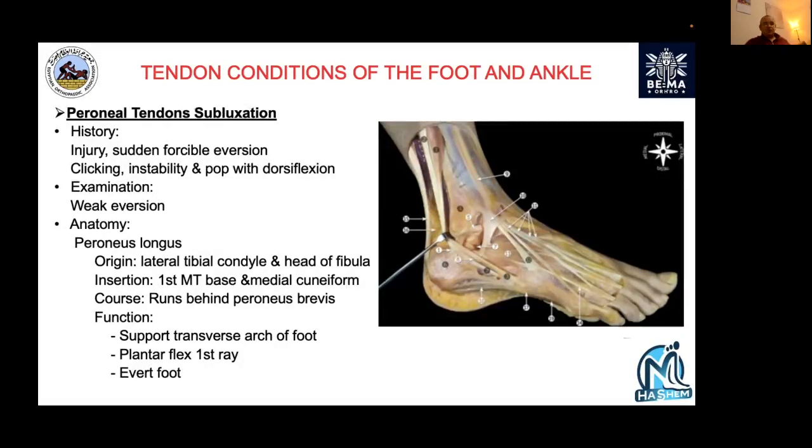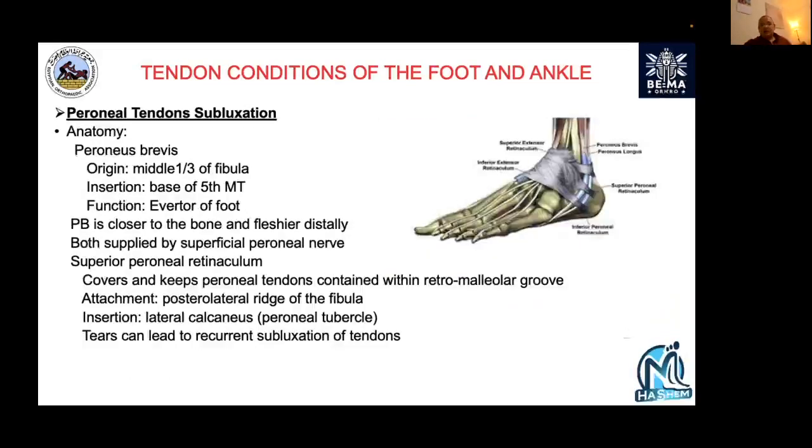All I need you to spot from the anatomy is in this picture. If you can see here, the peroneus longus is just engulfing the peroneus brevis. Peroneus brevis is more anterior and more lateral, and peroneus longus is more medial and more posterior. So basically peroneus brevis is close to the bone.